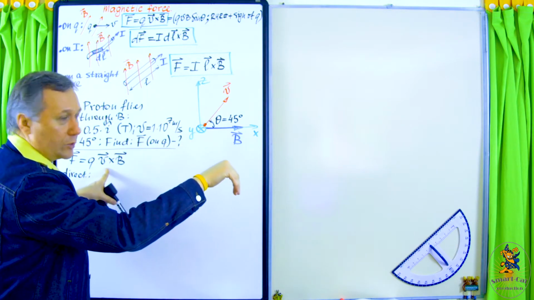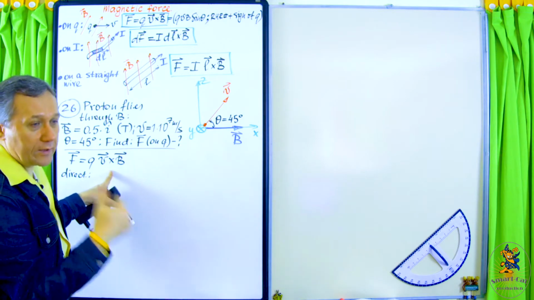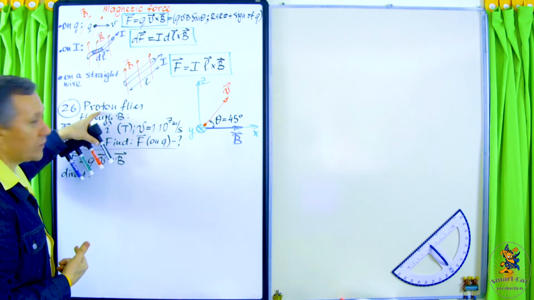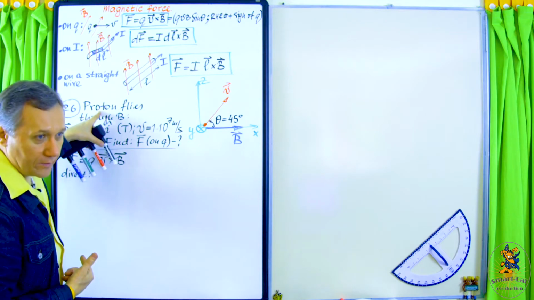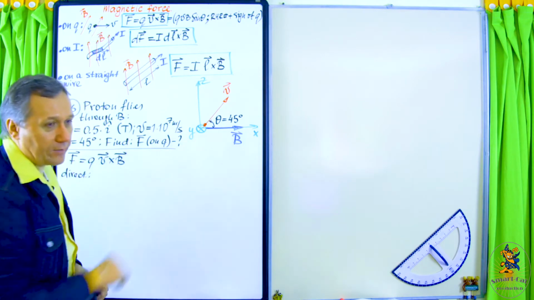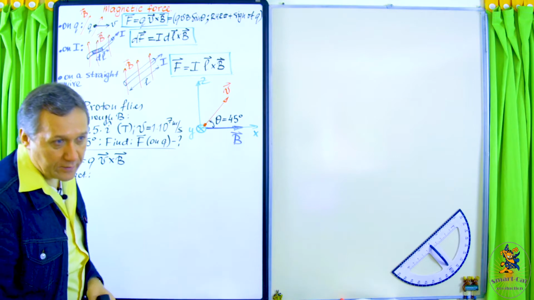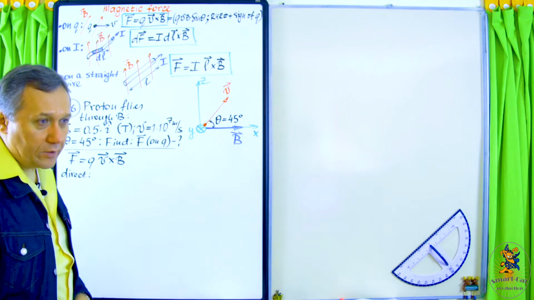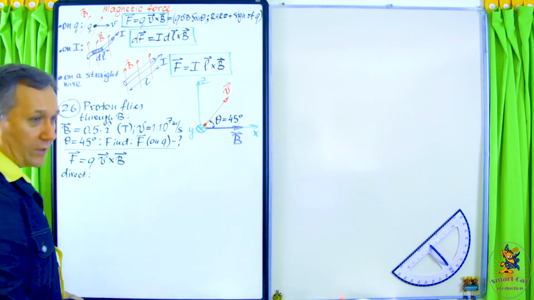So that is into the board, then you need to check quickly the sign of the charge. We are working with the proton, so positive charge. So it means that that is the correct direction. The direction of the cross product gives us the correct direction for the magnetic force, right?